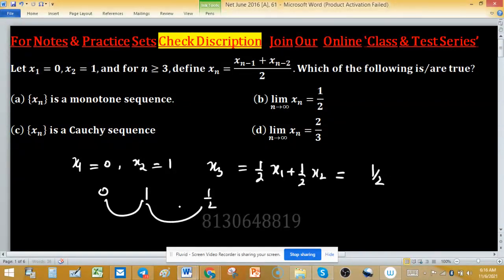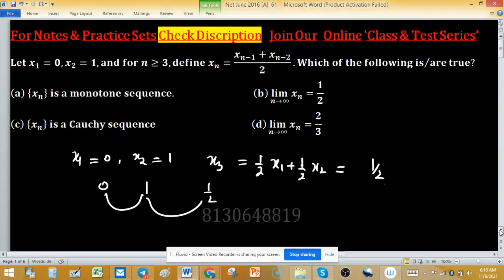So first we recall some key points related to this problem. Monotone sequence means either increasing or decreasing. Every convergent sequence is bounded. Every bounded and monotone sequence is convergent. Every convergent sequence is Cauchy sequence. Limit of the sequence is unique. Limit of the subsequence of the convergent sequence is same as limit of the sequence. And last point is every subsequence of bounded sequence is bounded. So these are few key points related to this problem.